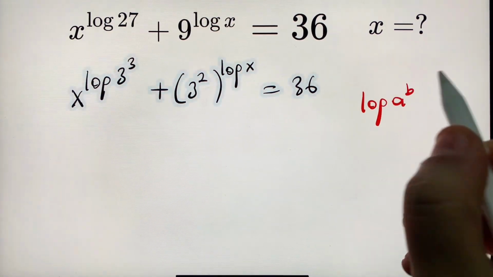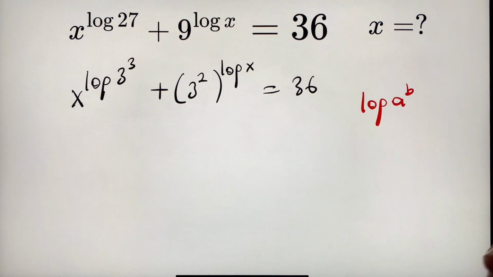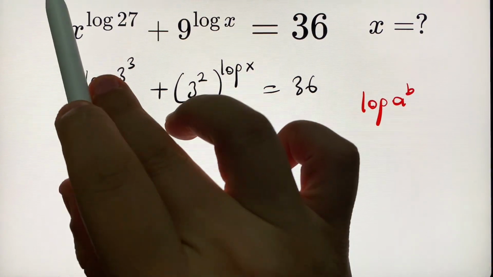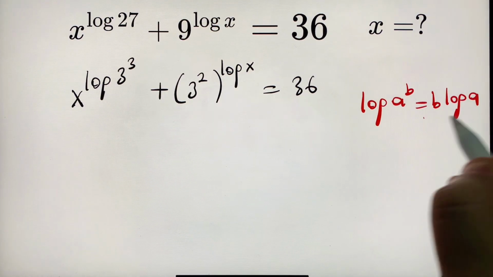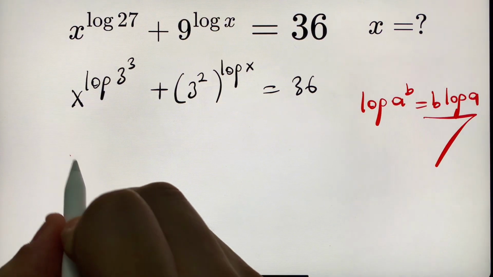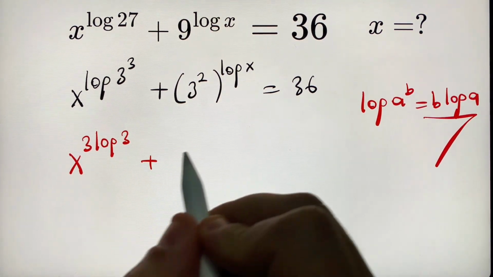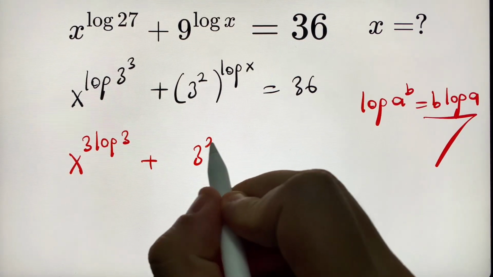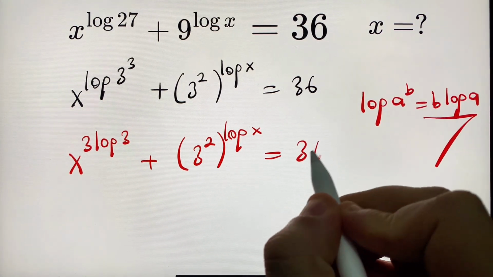In the expression log a to the power b, this exponent b falls in front of the logarithm. I can write b times log a. With the same logic, let's apply it right in these parts: 3 times log base x of 3, plus, I don't do anything to it, log base 3 squared of x, equal to 36.